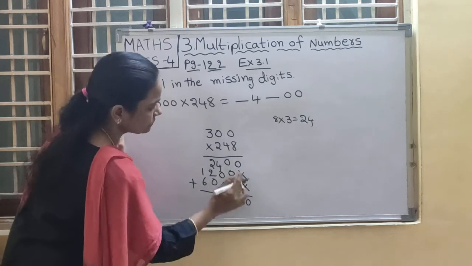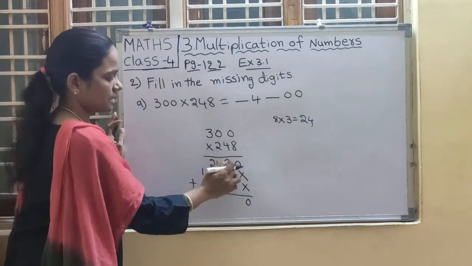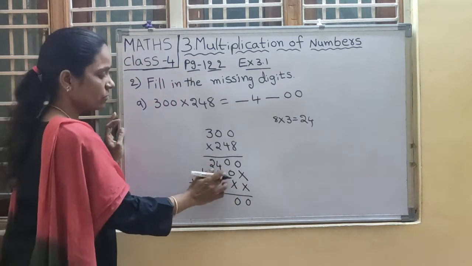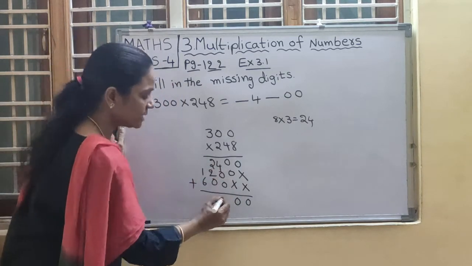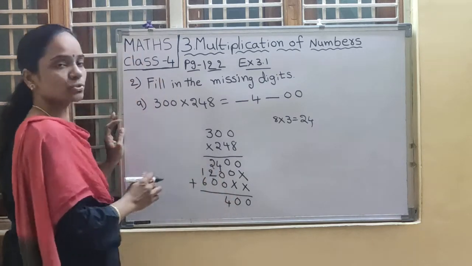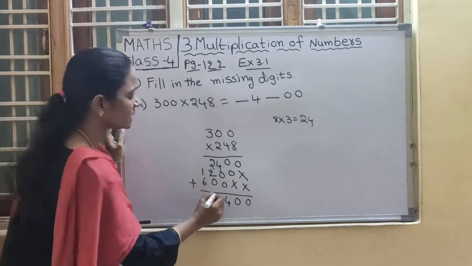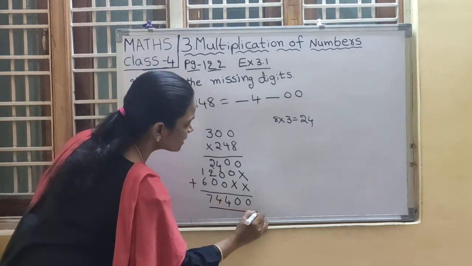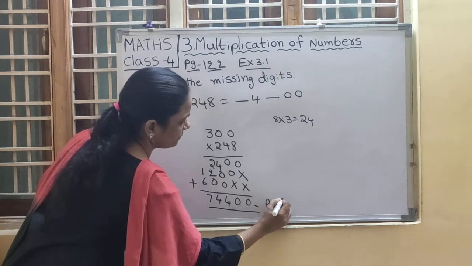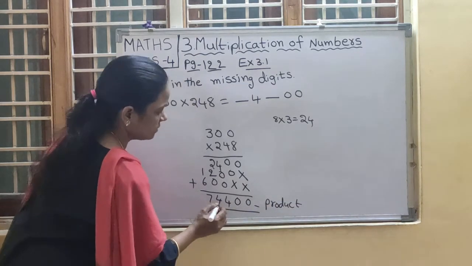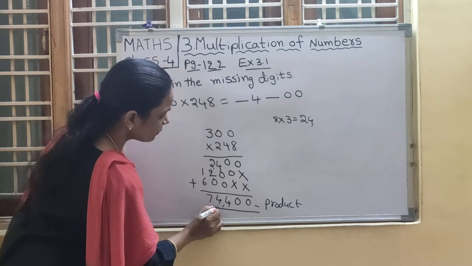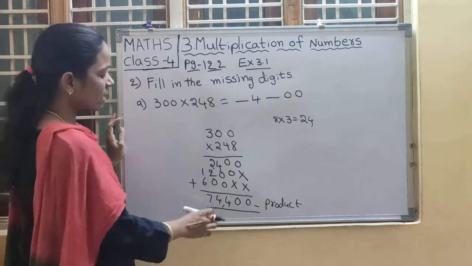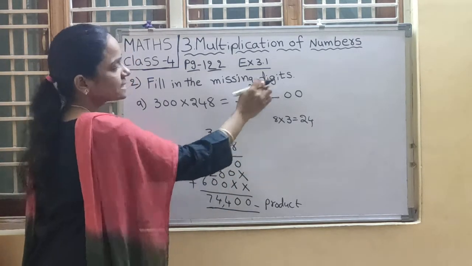Now take addition. 0 plus 0 how much? 0. 4 plus 0 how much, children? 4 plus 0 is 4. Next, 2 plus 2 how much? 4. 4 plus 0 is 4. 1 plus 6 how much? 7. So what is the product here? It is 74,400. 74,400. Now missing digits we have to write.